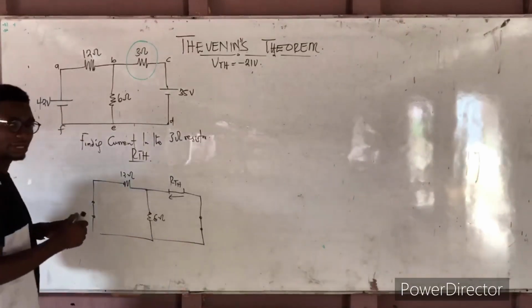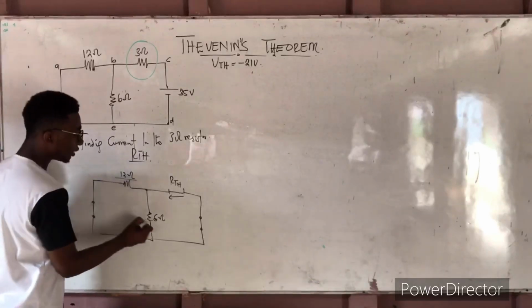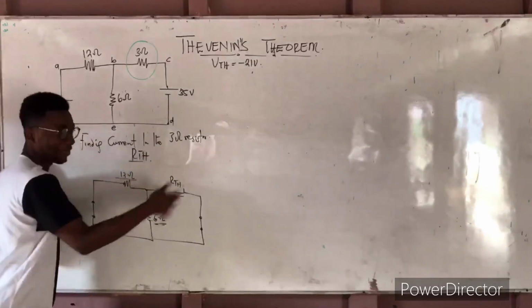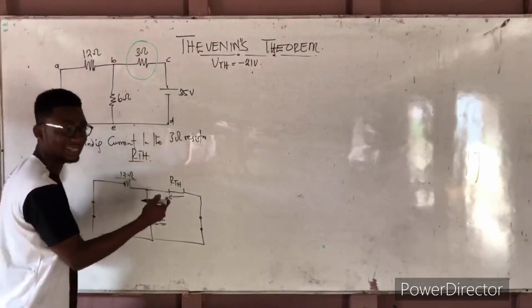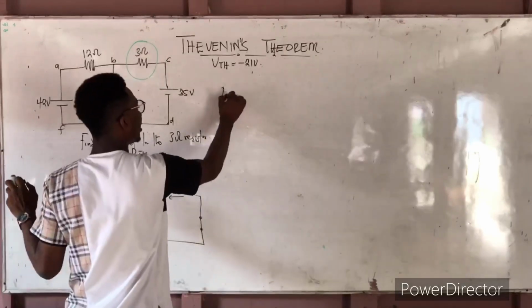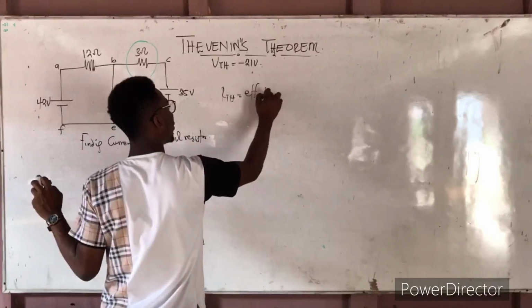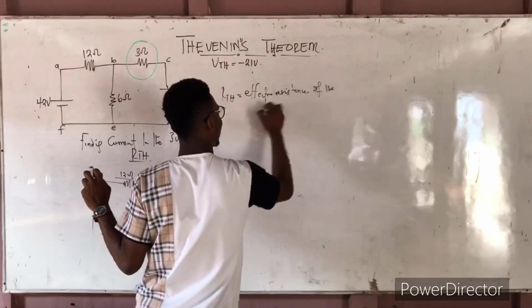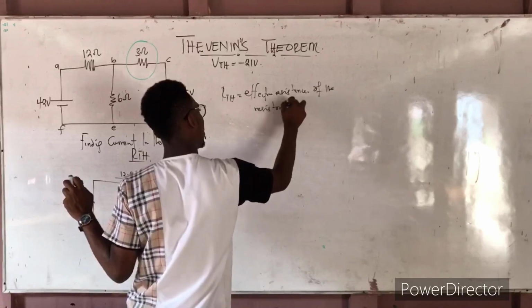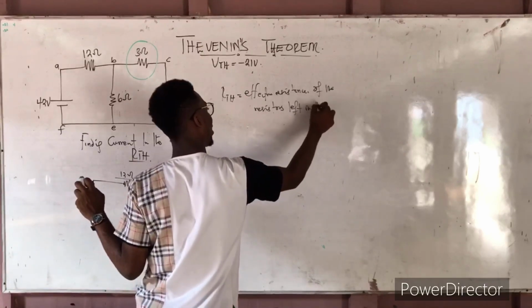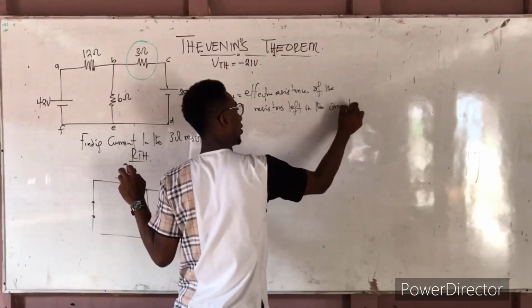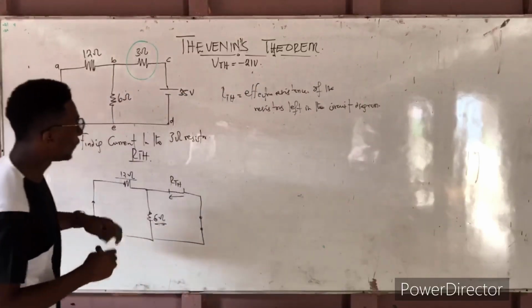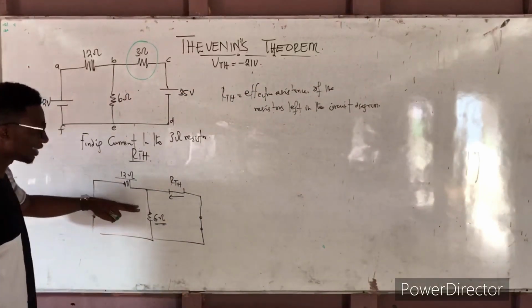Now, to find the Thevenin resistance, we realize that this 12 ohms is parallel to this 6 ohms. So once we just find the value of the resistance, that's the effective resistance. So the Thevenin resistance here will simply go to the effective resistance of the resistance left in the circuit diagram.